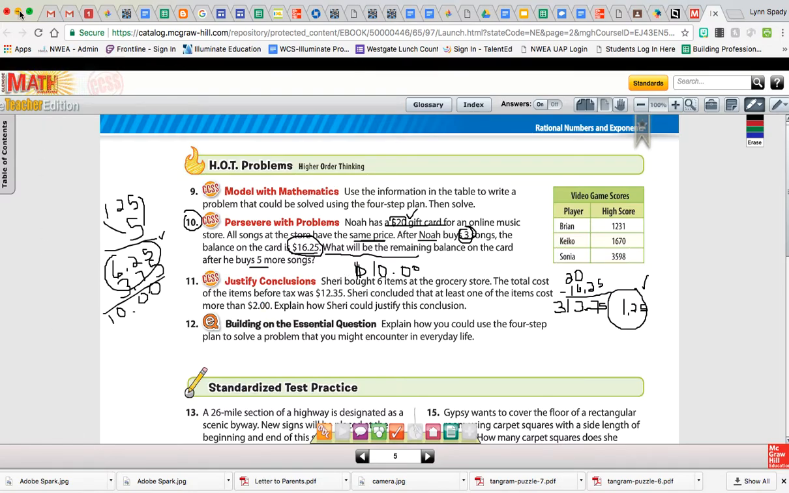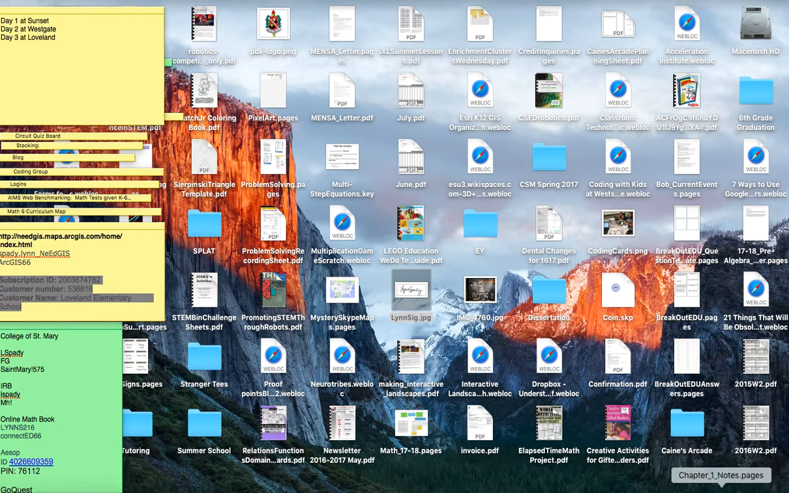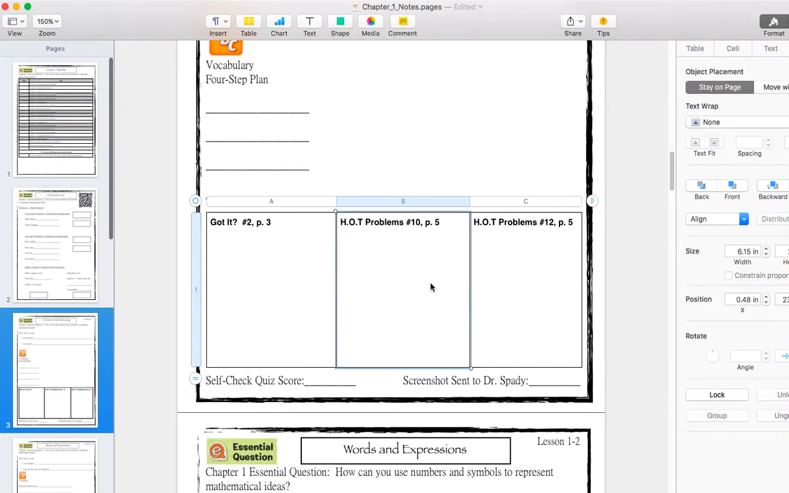Remember that you are showing these problems on your daily note sheet right there in that problem, that box. I don't want just the answer. I want the work shown on how you arrived at the answer.